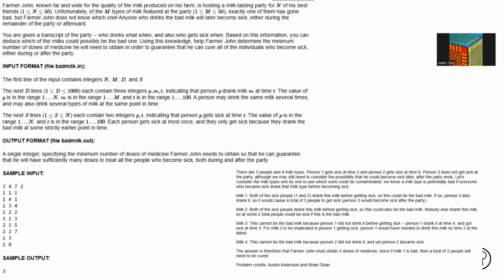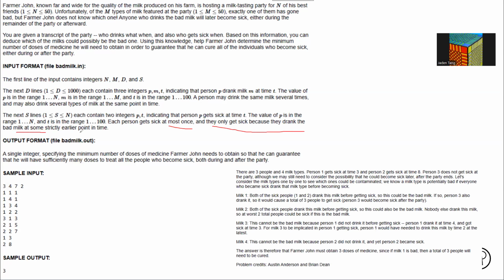For all D lines after the first line, we are given P, M, and T, which indicates that P, the person, drank the milk M at time T. After that come S lines, where S is between 1 and N, each saying that person P gets sick at time T. Each person can get sick at most once, and the key thing is that they only get sick because they drank milk at a strictly earlier point in time. They cannot immediately get sick at the same time they drink the milk.